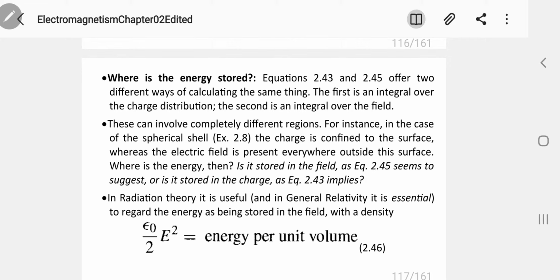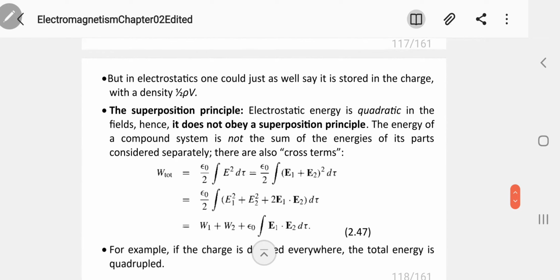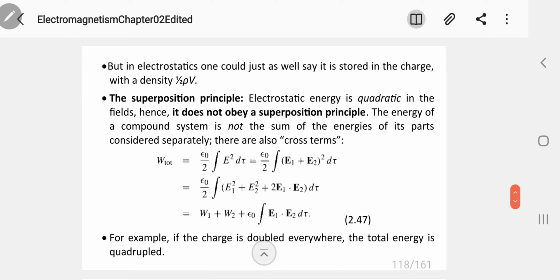So you read this and then make an imagination and realize how things work in the universe. So anyway, the superposition principle. Thus, does the superposition principle work in getting the work of assembling the charge? Yes or no? Actually, no. It does not obey a superposition principle.